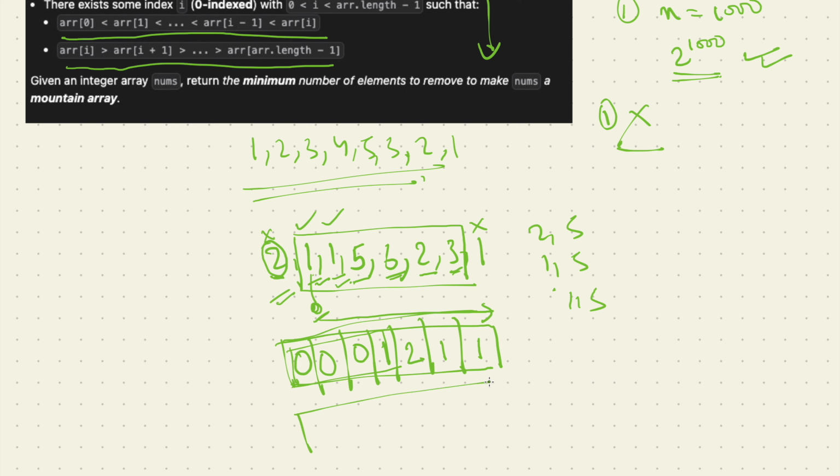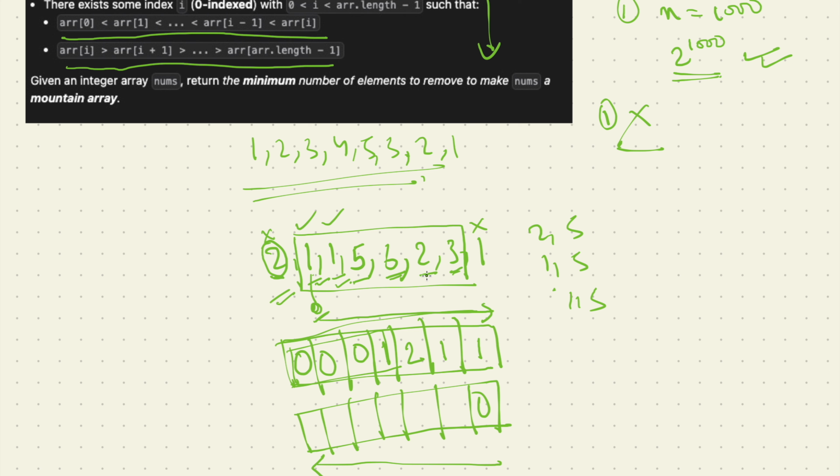Now again we do the same thing while traversing from right to left. So this will always be 0. Let me just form the array.